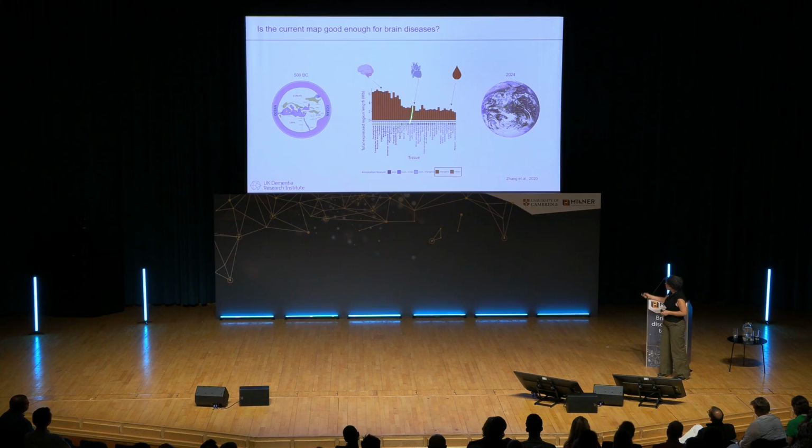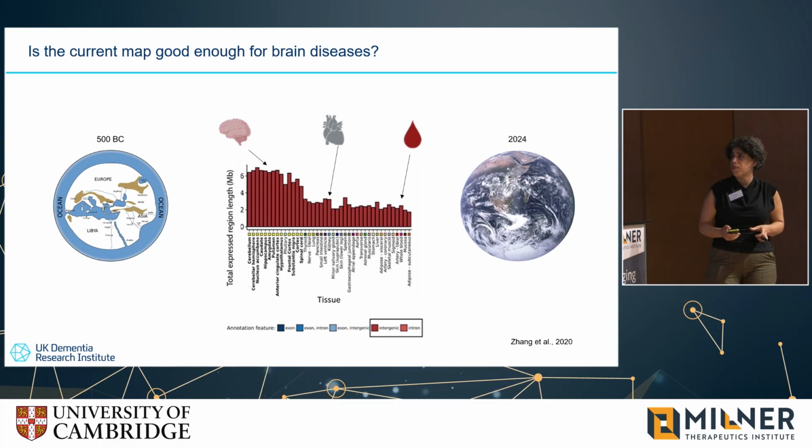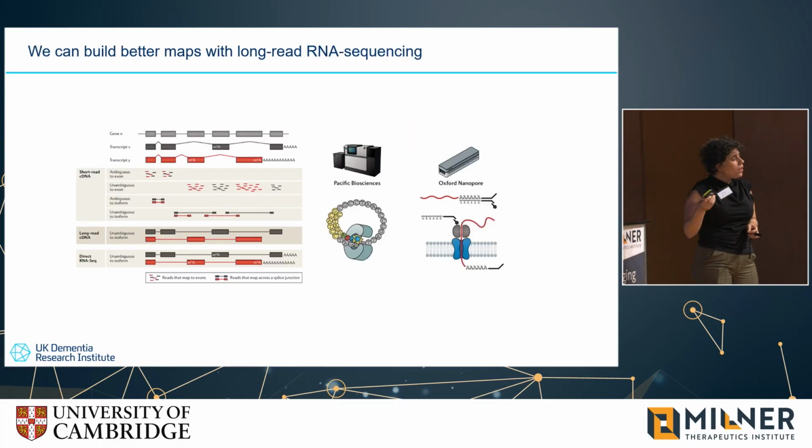We've got a pretty good map for the heart, it's over there, and we have a better map for the blood. So actually our map is a little bit like that 500 BC map. It's good in some places, bad in others. And we can build better maps now.